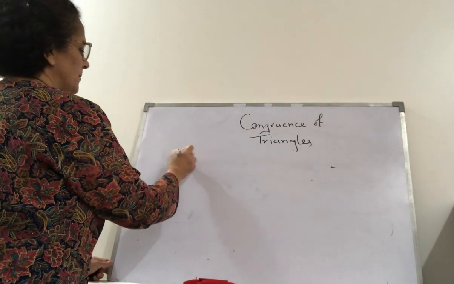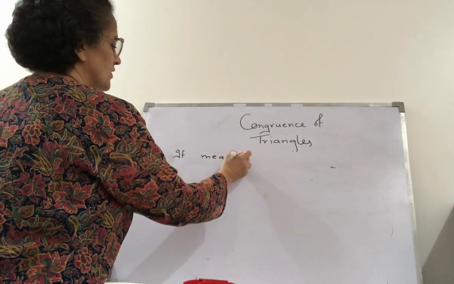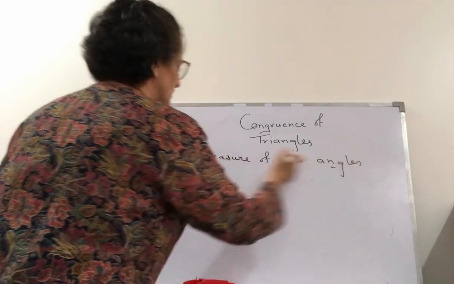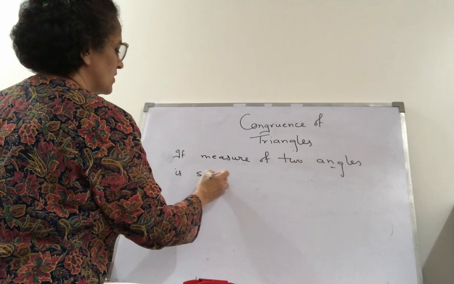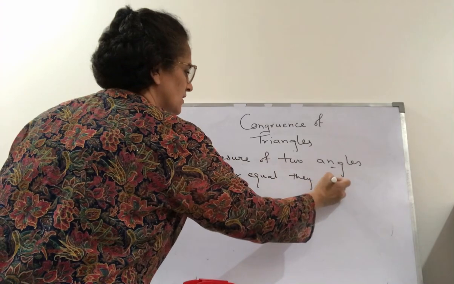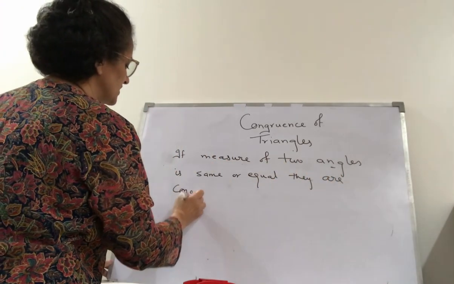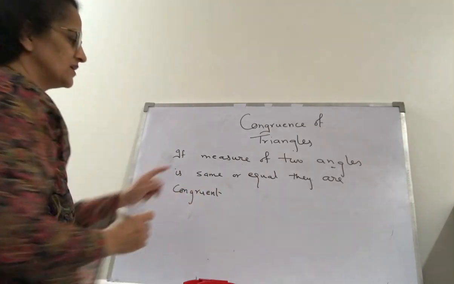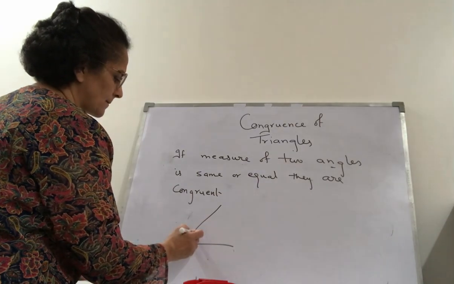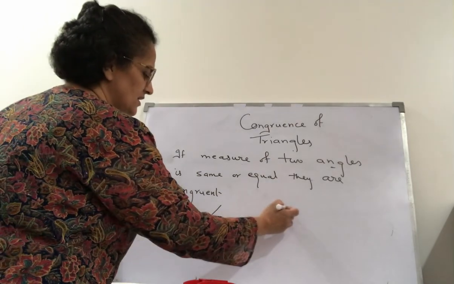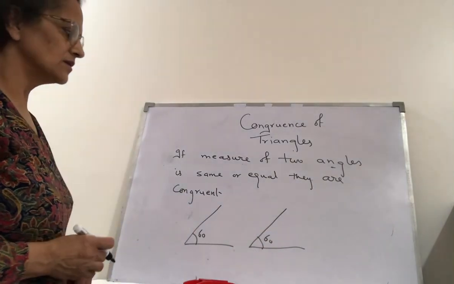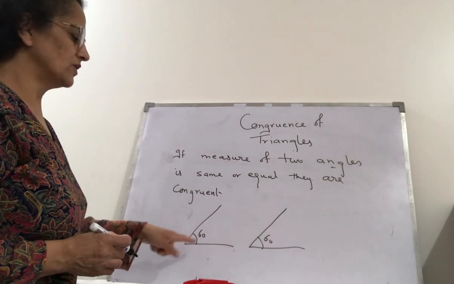So if measure of two angles is same or equal, they are congruent. Now in this case, what is given to me? It is given that measure is same. So if it is given this is 60 degree and this is 60 degree, the measure is equal, they will be congruent.